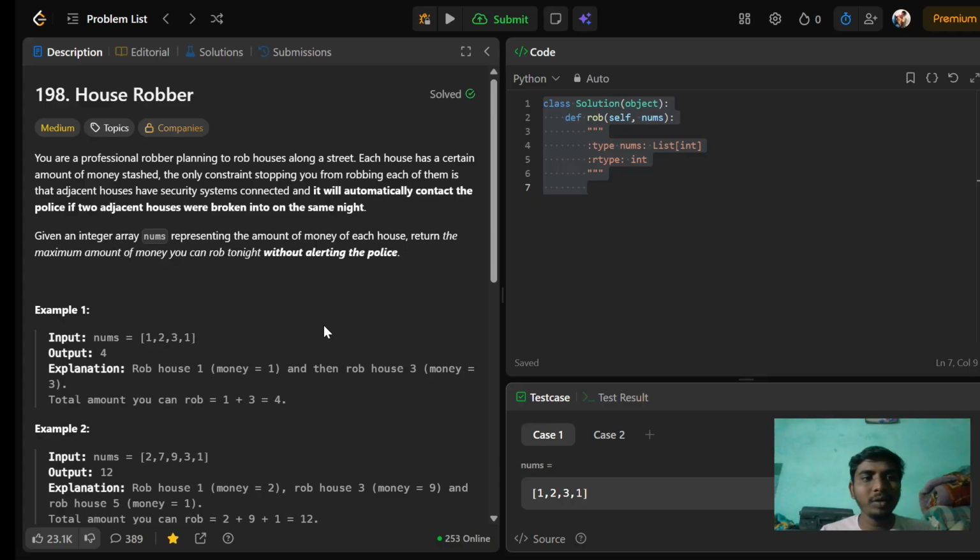Today we will solve one more Leetcode problem. The problem name is House Robber. It is a medium level problem. First of all, we will understand the problem statement, then we will find a good approach to solve this problem.